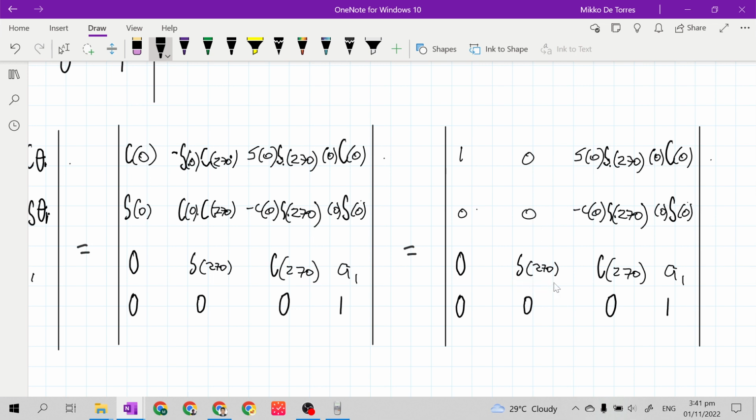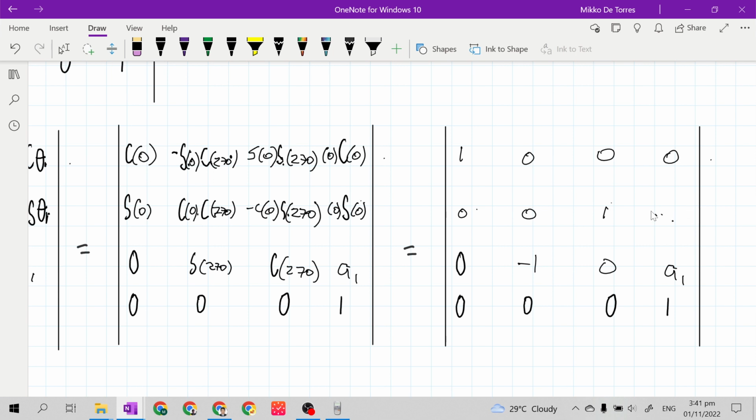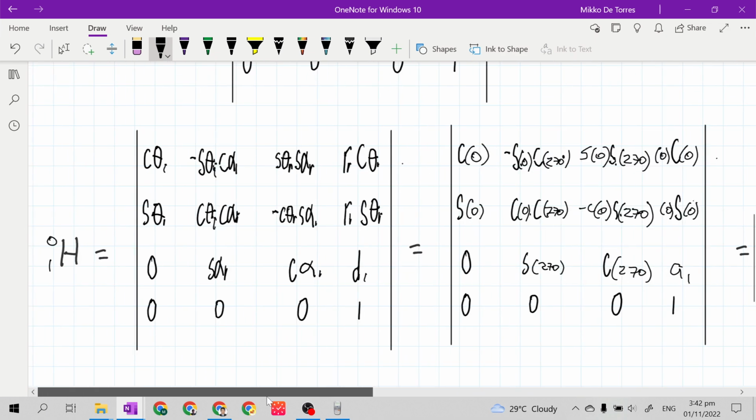Next, sine 270 is negative 1. Then sine 0 is 0. Cosine 0 is 1. Sine 270 is negative 1, and negative 1 times negative 1 is positive 1. Oh, sorry, cosine 270 is 0. So this is also 0, and this is also 0. Then this is 0, then a sub 1. So this is the homogeneous transformation matrix of frame 1 relative to frame 0.